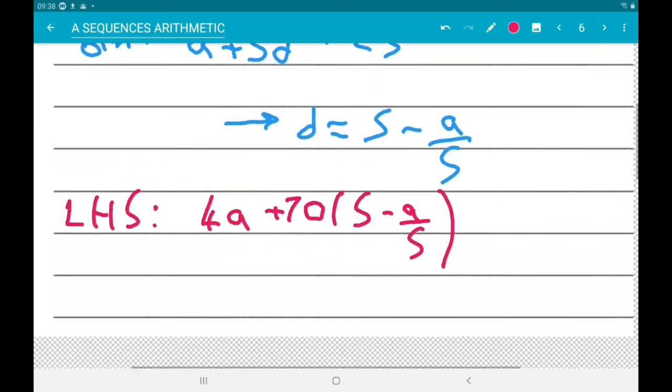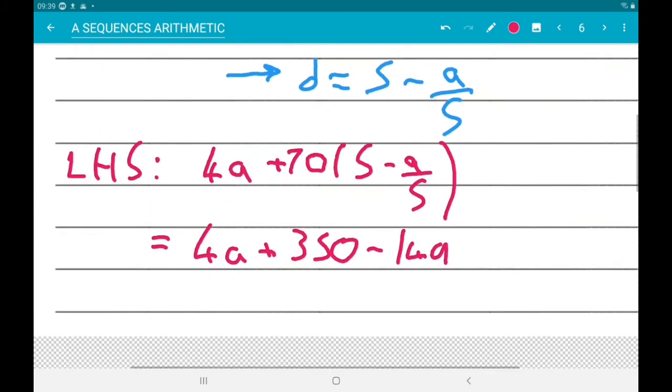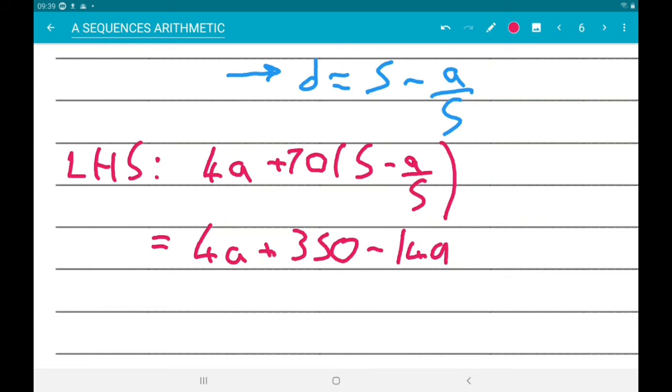So that's 4a plus 350 minus 14a. So that is 350 minus 10a.